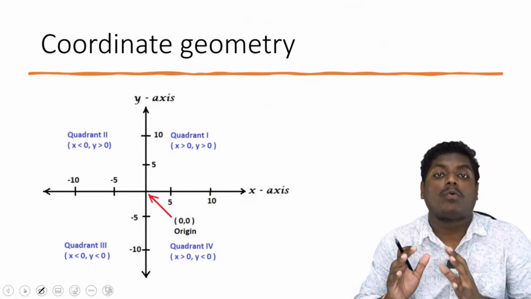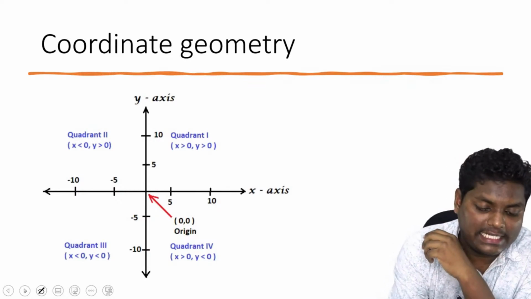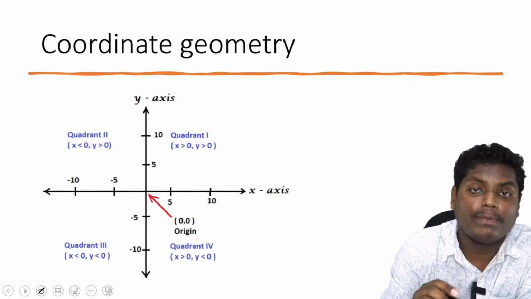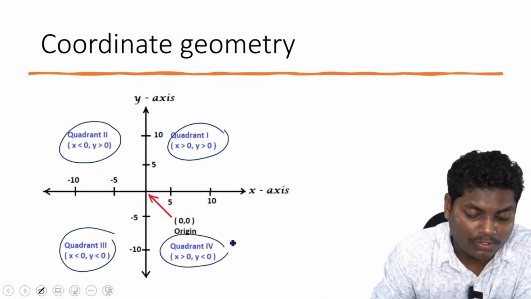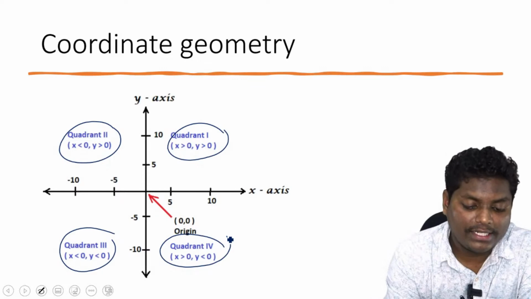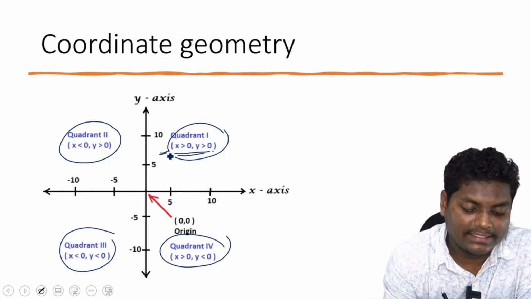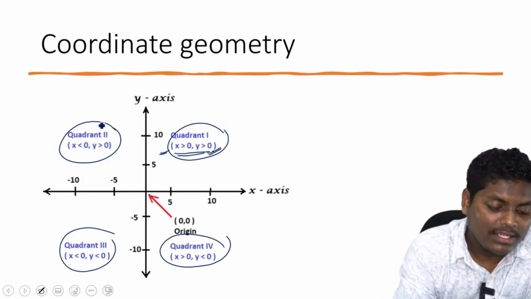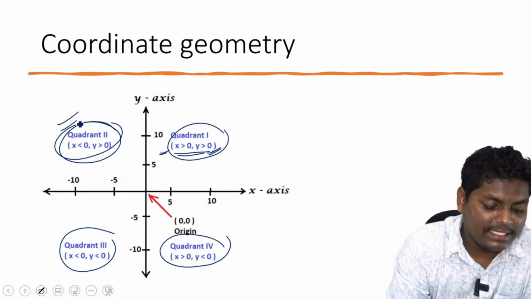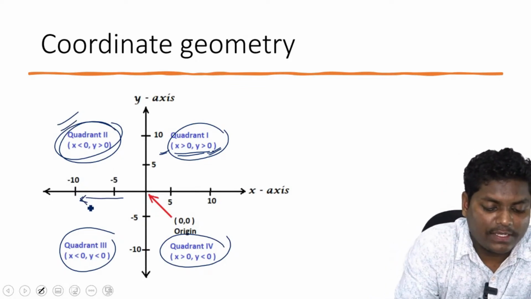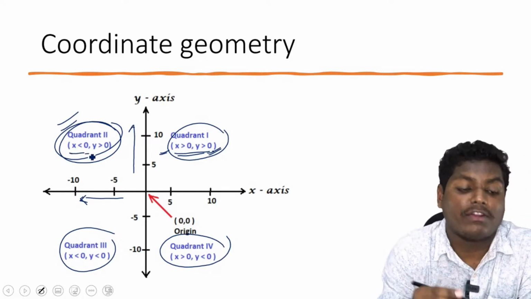Now let's move to coordinate geometry. So moving to coordinate geometry, I'll just quickly highlight some of the points. In the coordinate system, we'll be having 4 quadrants: quadrant 1, quadrant 2, quadrant 3, and quadrant 4. Now, in the first quadrant, both the x and y values are positive. See, x is greater than 0, y is greater than 0. Similarly, in quadrant 2, you can see the x values are negative and the y values are positive. So x is less than 0 and y is greater than 0.